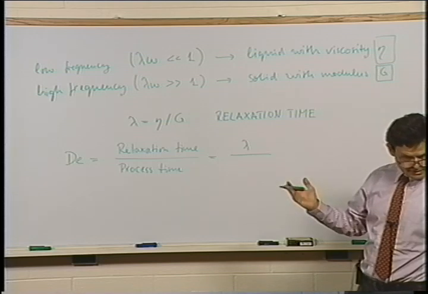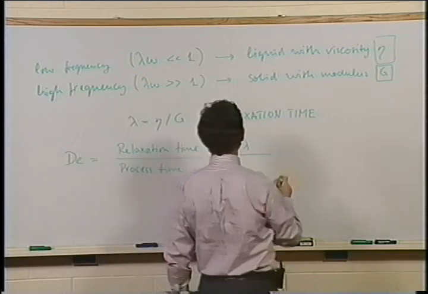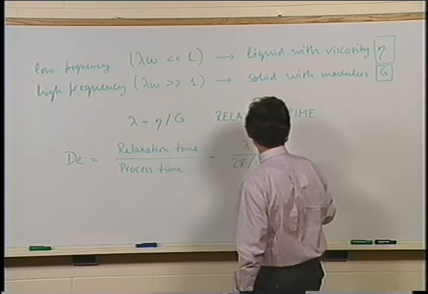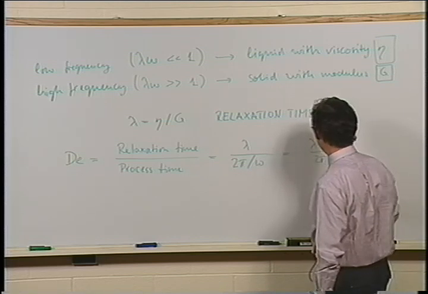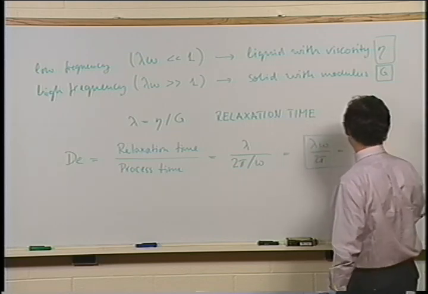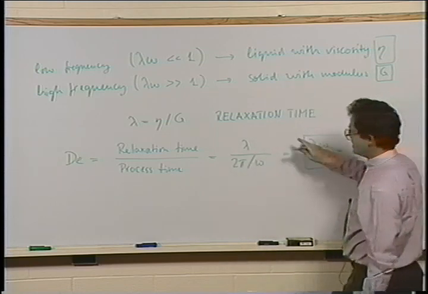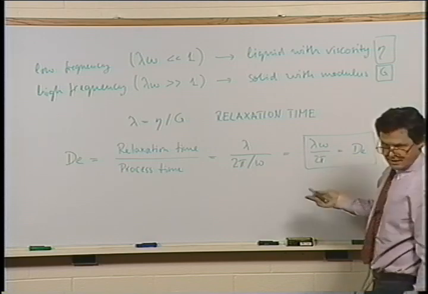And what's the characteristic process time for our experiment? It's the duration of this bouncing experiment, the period. So this is given as 2 pi divided by omega, or we would say that lambda omega divided by 2 pi is the Deborah number. This is the Deborah number of this experiment. The material has a characteristic time, and that's related to the experimental time. And if lambda omega is very large, the material behaves like a solid. And if this is very small, then this material behaves like a liquid.